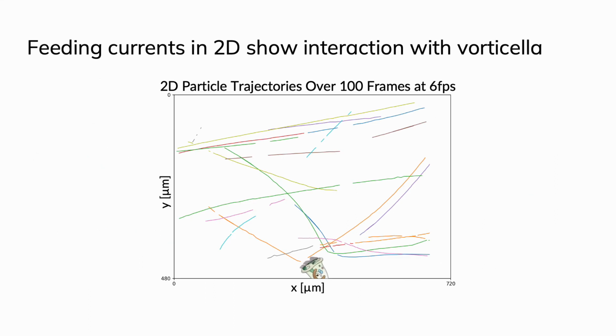We reconstruct feeding currents showing the path of each bead over time, moving left to right. In 2D, beads that are far from the organism float along unaffected. Closer beads, such as the orange and blue paths at the bottom, show interaction with the organism.